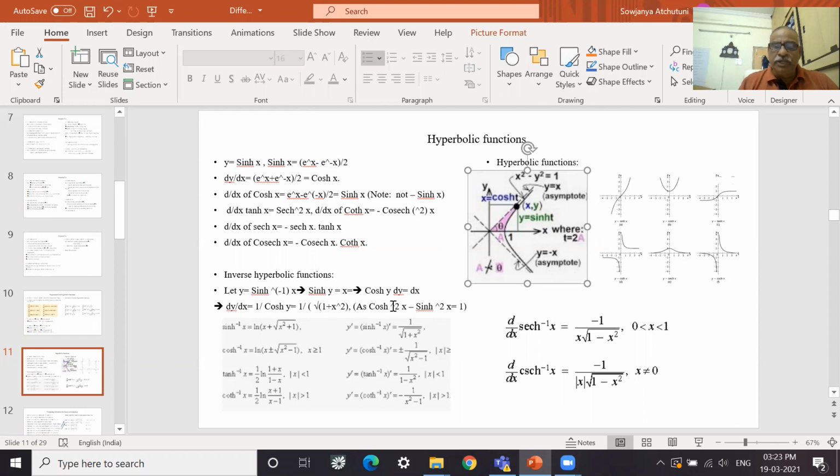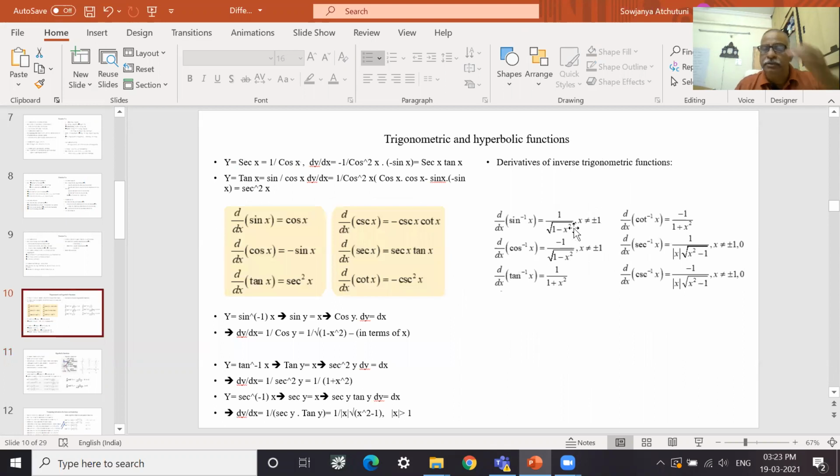Because cosh square y minus sinh square y is 1, cosh y is the square root of 1 plus sinh square y. But we have just seen, sinh y is x. So cosh y is the square root of 1 plus x square. So what is the derivative of sinh inverse x? 1 by square root of 1 plus x square. This is what we have seen here.